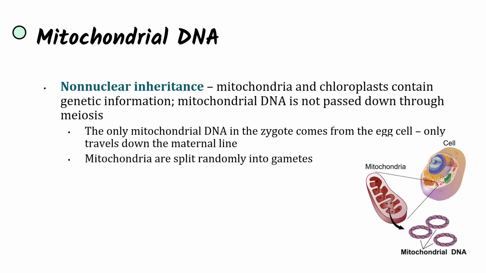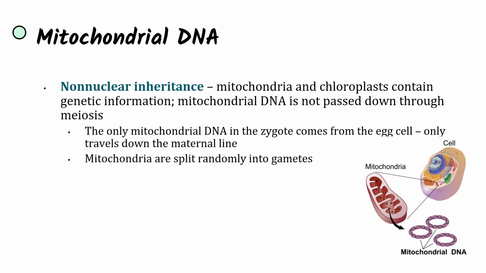Now, time to talk non-nuclear inheritance and mitochondrial DNA. And non-nuclear inheritance is just like what it sounds, inheritance that is not based on genetic information from the nucleus, such as our chromosomes. And this is because mitochondria and chloroplasts contain their own genetic information, presumably from when they were separate organisms not part of the eukaryotic cell. And mitochondrial DNA is not passed down through meiosis. Mitochondrial DNA happens to be passed down because within the egg cell that is then fertilized by a sperm cell, there happens to be mitochondria in order for that cell to survive.